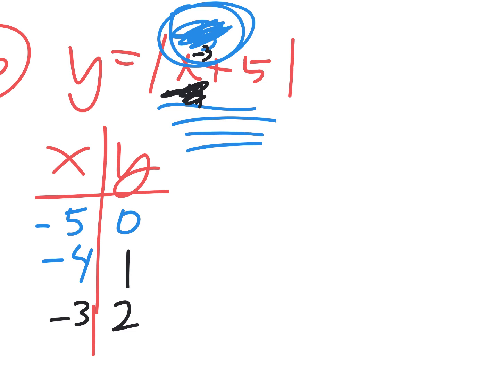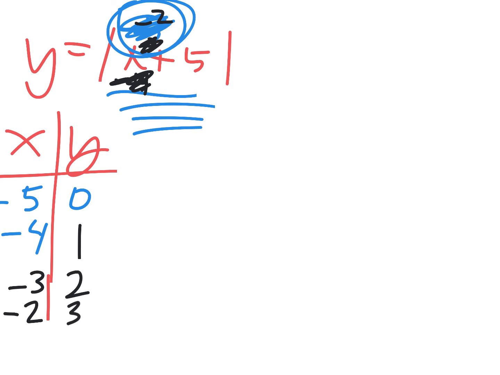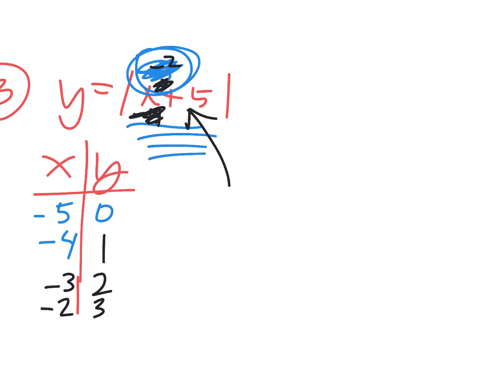-3 comma 2. Ian, tell me another number that's in the same neighborhood as the other ones. Okay, put in -2. -2 goes here. What's -2 plus 5? Absolute value. Very good. -2 comma 3. And if you graph enough points, you'll eventually go, oh, it's a V shape that's been moved left 5. That's what we've been practicing, right? So a V shape moved left 5.